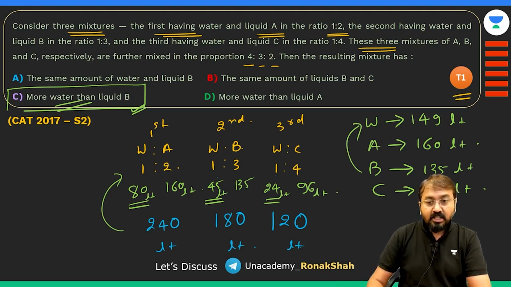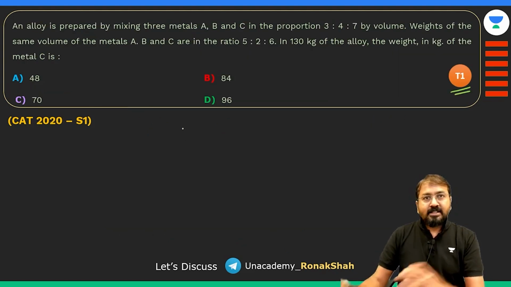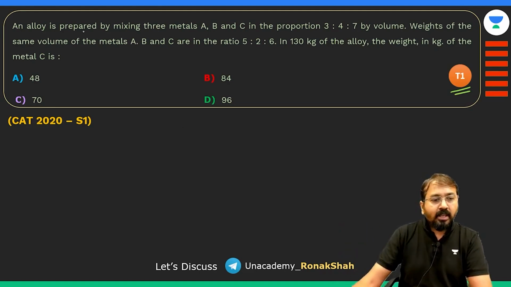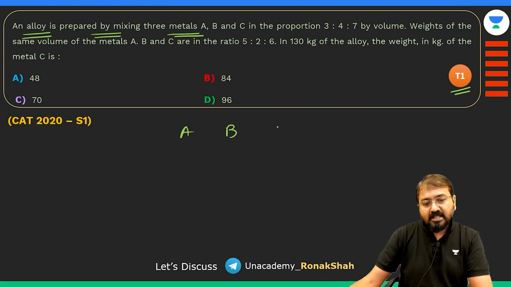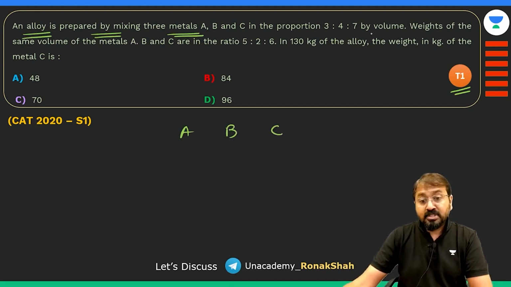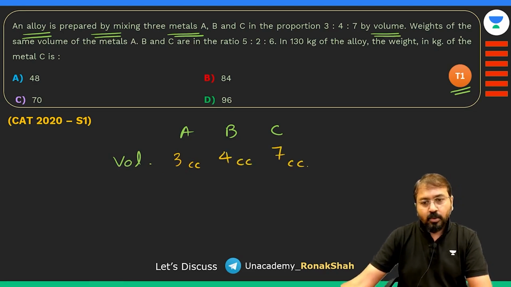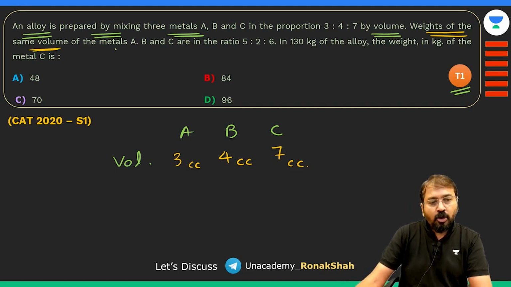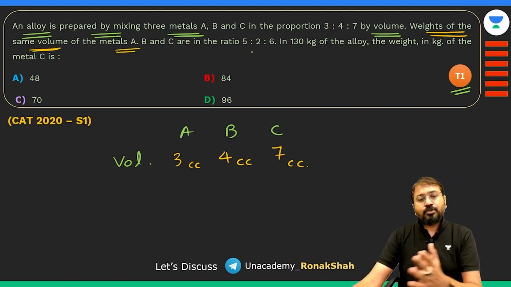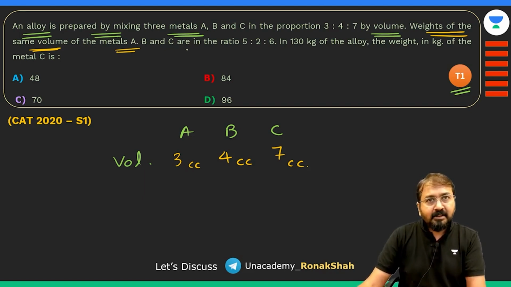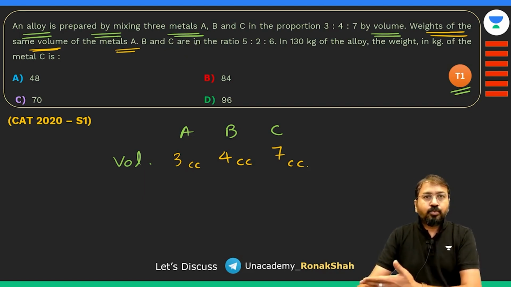Let's go to another question, which is once again based on type 1, that is simply mixing the given ingredients. Okay, so again we are told that an alloy is prepared by mixing three metals A, B and C in the proportion 3:4:7 by volume. So we are taking their volume as, say, 3 cubic centimeter, 4 cubic centimeter and 7 cubic centimeter. Okay, now weights of the same volume of metal A, B and C are in the ratio 5:2:6. Now this is slightly a tricky part, particularly if you are a non-engineer. Engineers would understand this very easily.